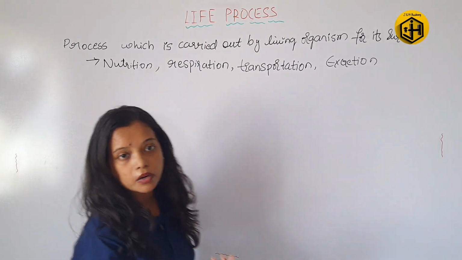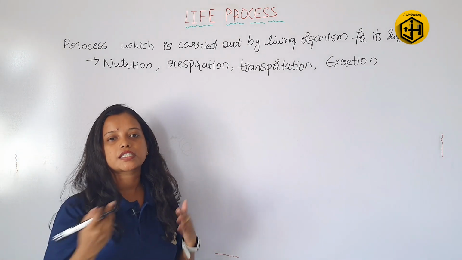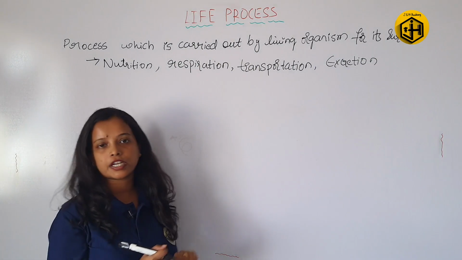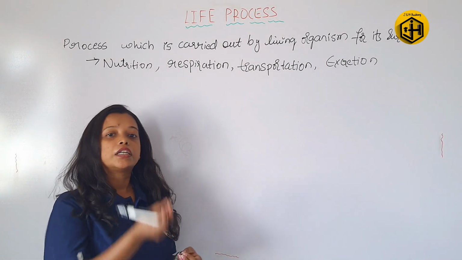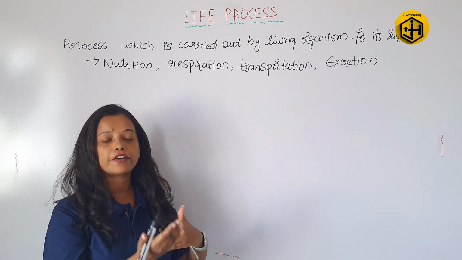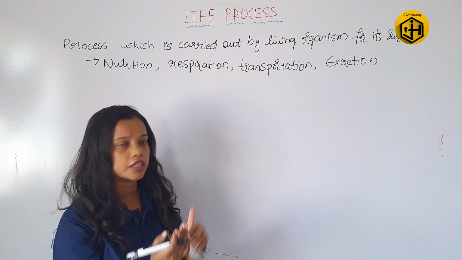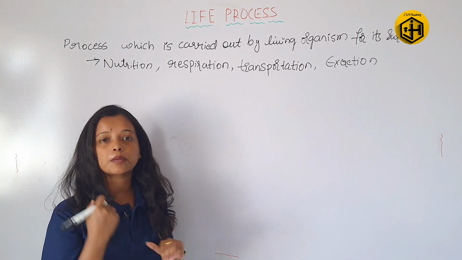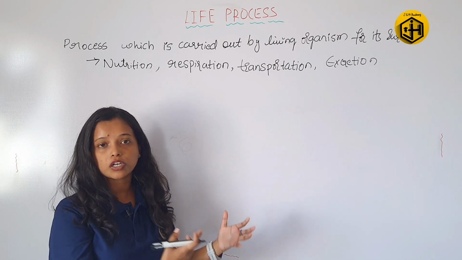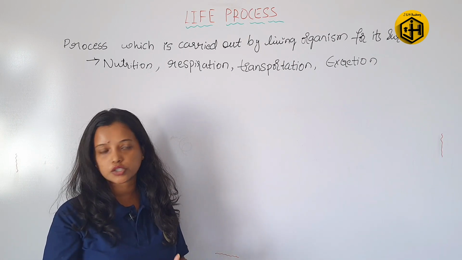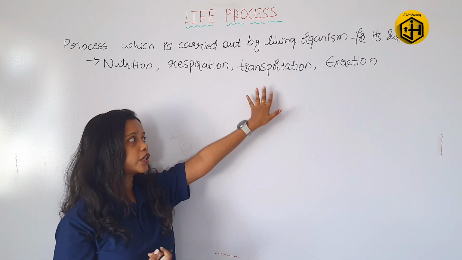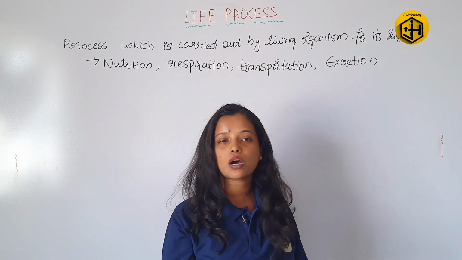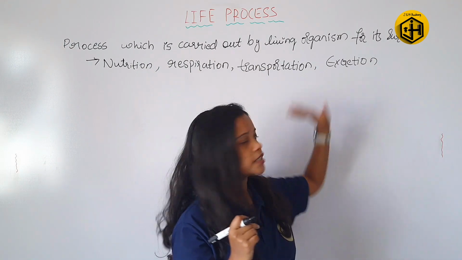In nutrition we will discuss how the food is utilized, how it is digested, what are the modes of nutrition, all those things. In respiration, what happens to the digested food? It gets absorbed and converted into energy. In transportation, how substances in our body move from one organ to another or one tissue to another. And finally, how waste products get eliminated from our body, that is excretion.